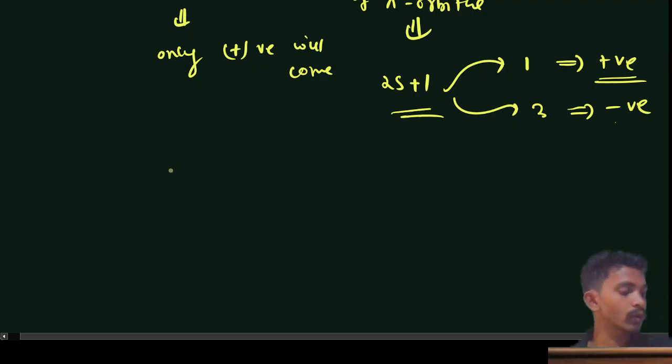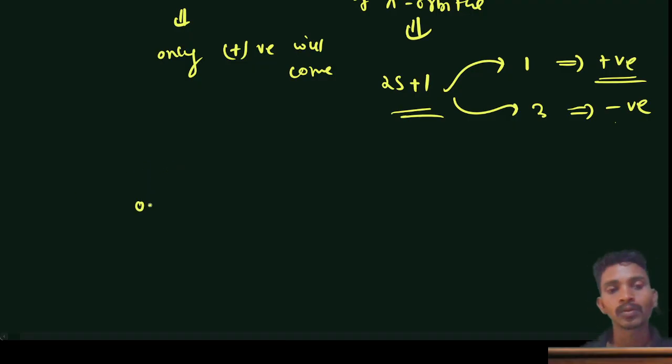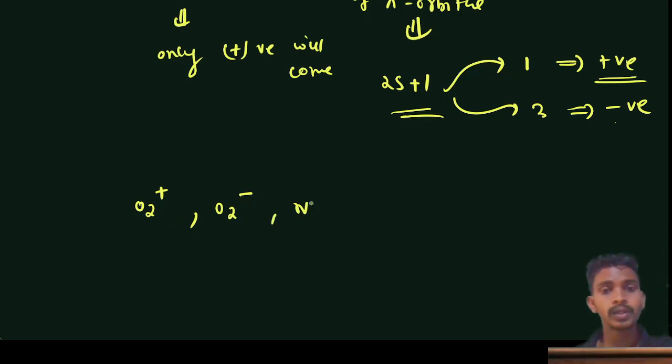I think we have discussed O2 and C2 in the previous class, so now we'll discuss O2 plus and O2 minus. This one we will discuss, and NO we will discuss. These are the examples we will discuss. After that we will talk about the ground states.